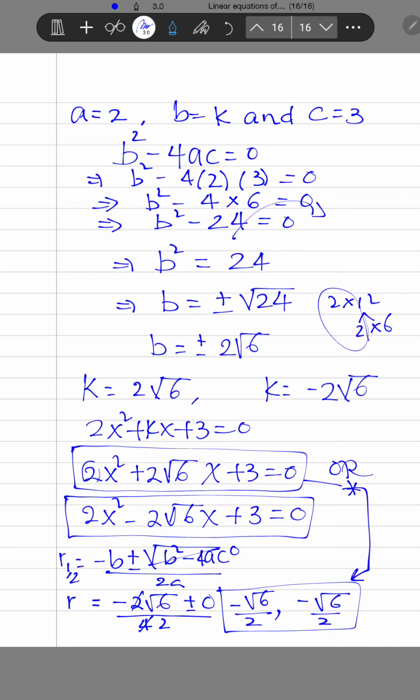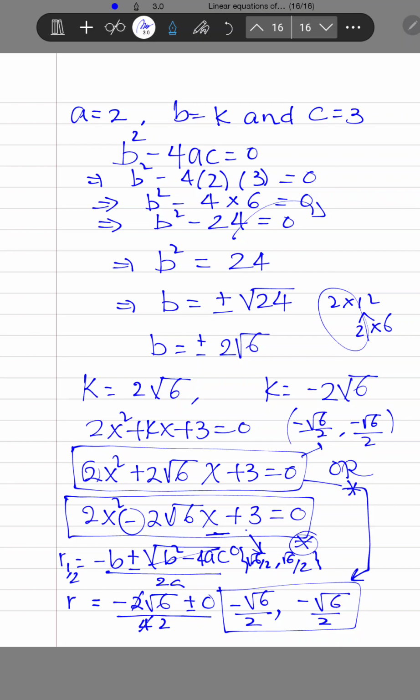What about the other equation? This one will be having two identical roots, right? Again, the minus b part will be a plus. So the two identical roots of the second equation are plus root 6 over 2, and another one is itself again plus root 6 over 2. So the two roots of this equation are just root 6 over 2 and root 6 over 2. For the first one, minus root 6 over 2 and minus root 6 over 2.